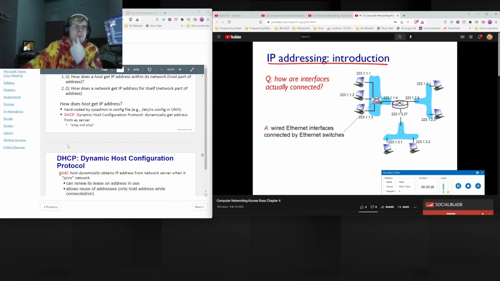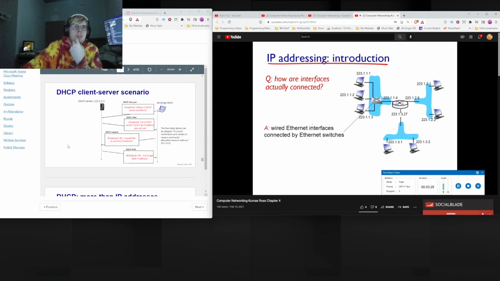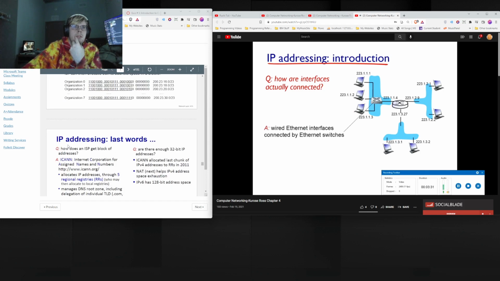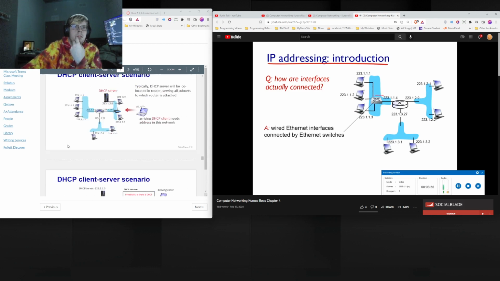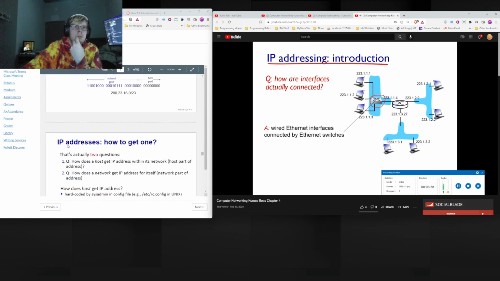Okay, so wired interfaces are connected by the Ethernet switch. We have done this in the lab also. This is a switch, which is present in our lab also.